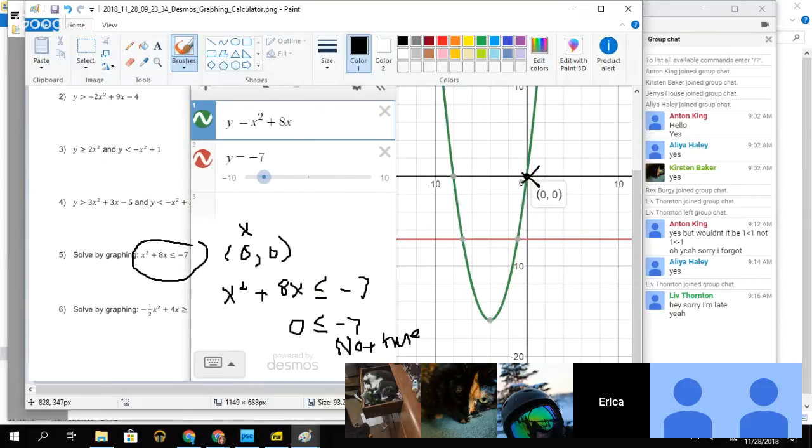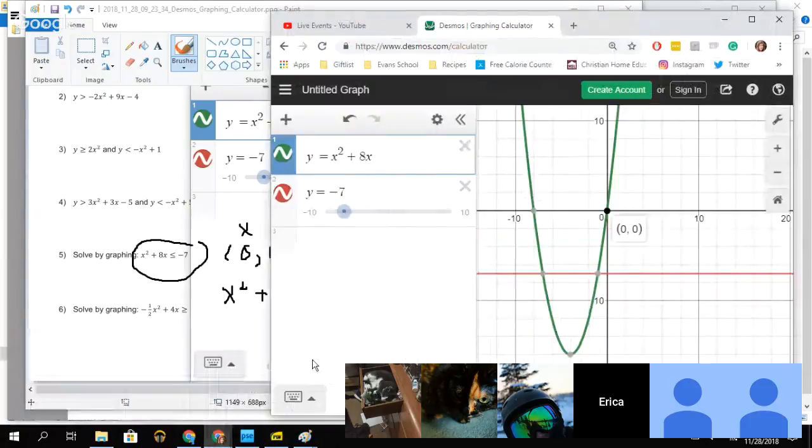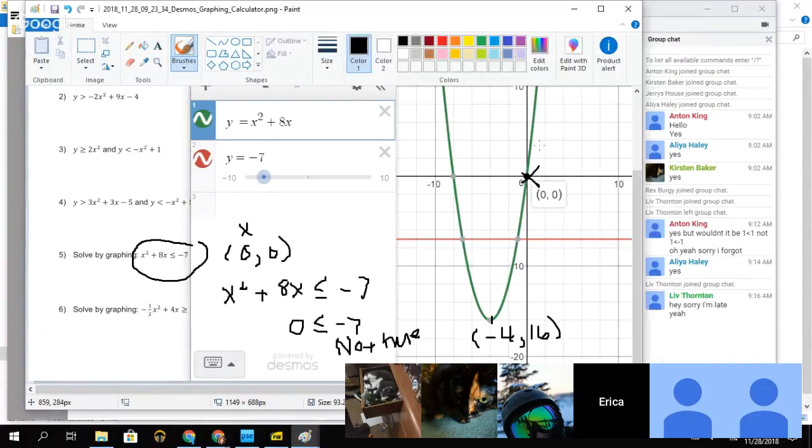All right. If I go down here to this point, it looks like it's at 2, 4. Looks like it's at negative 4, 16. I'm going to verify by going back to Desmos. Yeah, negative 4, 16. Negative 16, sorry.